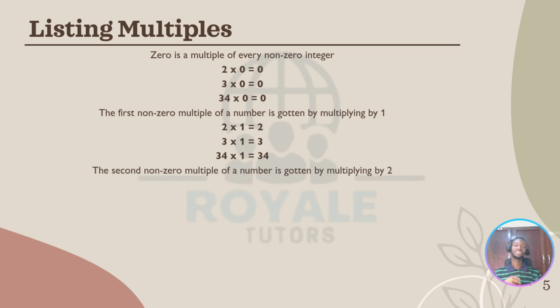Now let's continue. The second non-zero multiple of a number is gotten by multiplying that same number by 2. So using our case study again, 2 times 2 is 4, 3 times 2 is 6, and 34 times 2 is 68. So you see how we generate multiples now. The first multiple, we all know that 0 is a multiple of every number. Then we continue by generating the first non-zero, which is multiplying by 1, the second non-zero, which is multiplying by 2. If you want to go to the third non-zero, you multiply by 3, and so on and so forth.